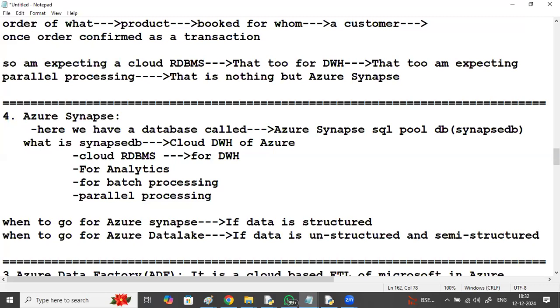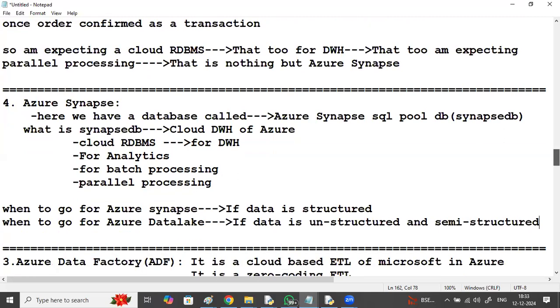See, in Azure Synapse, we have a database called Azure Synapse SQL Pool DB. We call it Synapse DB. Generally, we say cloud data warehouse for Azure. It's a cloud DBMS, so we are going to perform analytics, batch processing, and parallel processing. Same. When to go for Azure Synapse means if data is in a structured format. When to go for Azure Data Lake means, for example, if data is in JSON format, XML format, or Parquet files, semi-structured or unstructured.